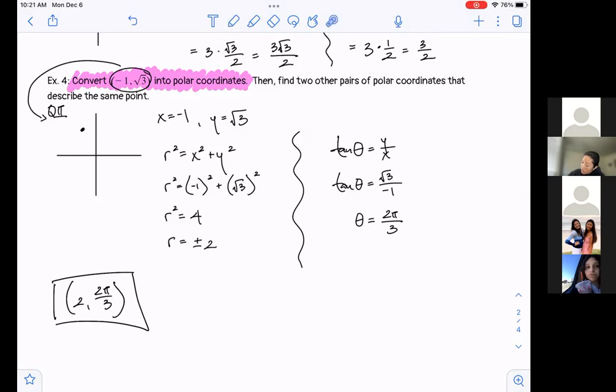But I want us to find 2 other pairs of coordinates that would get us to this same point. All right. Take a moment and think about how else you would tell someone to get to this quadrant. When you think you have an idea, go ahead and pop that into the chat, or you can just unmute yourself.